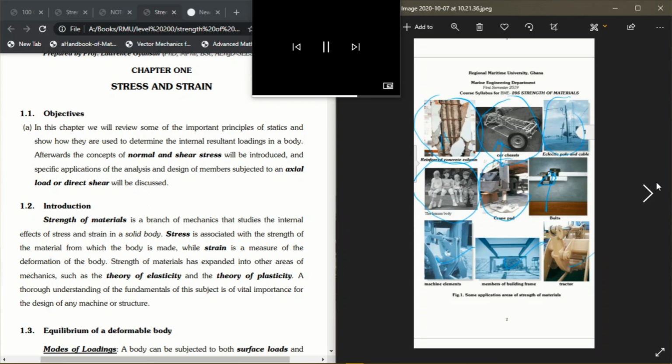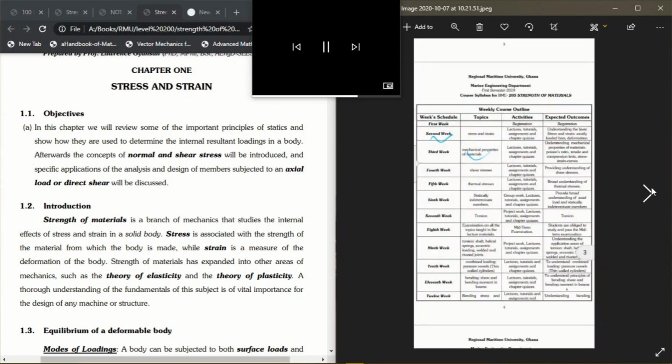If you look at page four, I have divided our lectures into how many weeks? 12 weeks. So that is very clear. Week one, week two, week three, week four, and so on. That is also seen on page four of our lecture material. So you could see, I said in the second week we'll be doing stress and strain. We are already in the second week, so we have to finish stress and strain and then start mechanical properties and so on, on page four of our lecture material of the course syllabus.